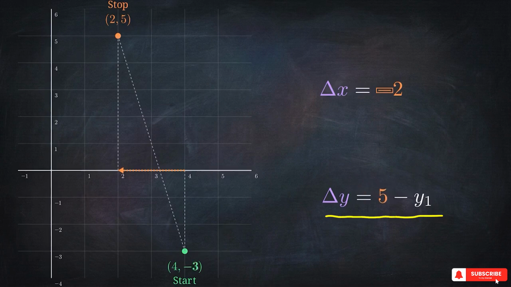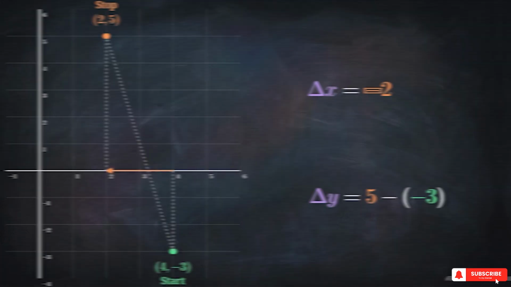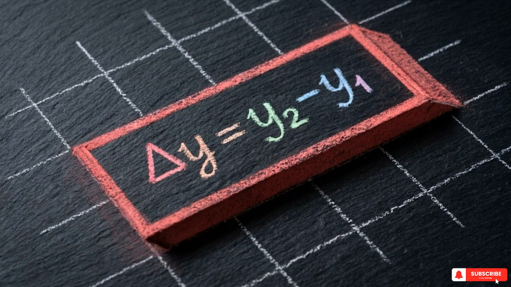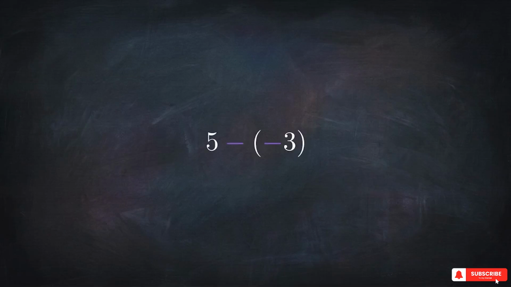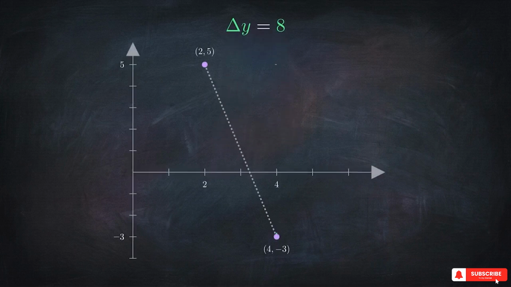Now for delta y. We take the stopping y value, 5, and subtract the starting y value, -3. Consistently following the final minus initial mapping protects the integrity of the math, regardless of the signs involved. Looking at that delta y expression, the calculation requires subtracting a negative number. Subtracting a negative is identical to addition. 5 minus -3 becomes 5 plus 3, resulting in a delta y of 8. The particle moved 8 units up.